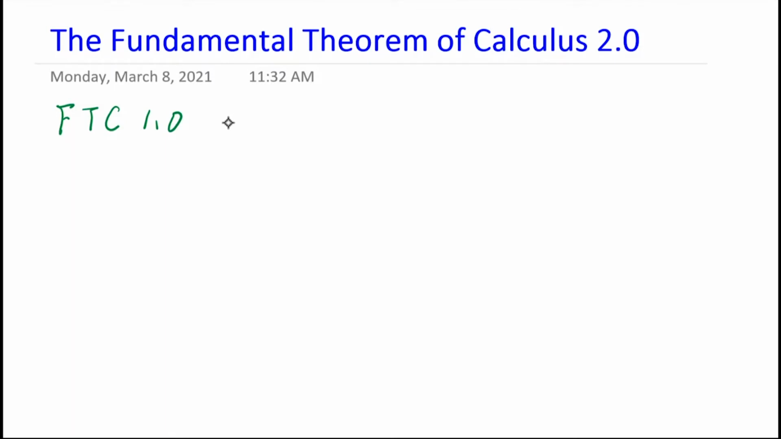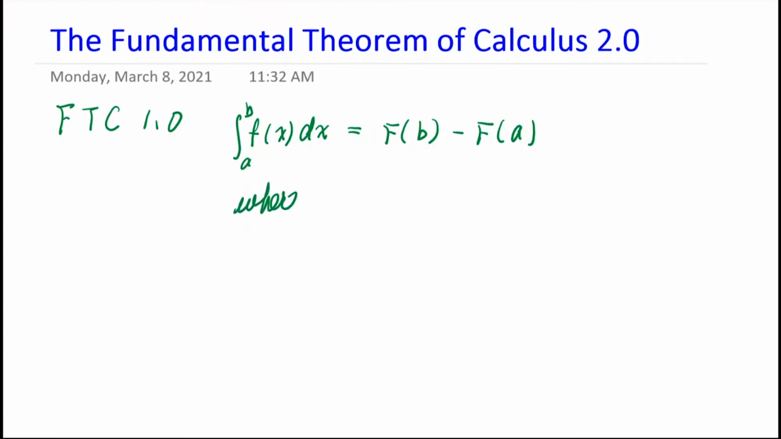If you have the integral of f of x from a to b, this is the same as the antiderivative evaluated at b minus the antiderivative evaluated at a, right? Where dF over dx is equal to f. And so that tells you that capital F is just the antiderivative.